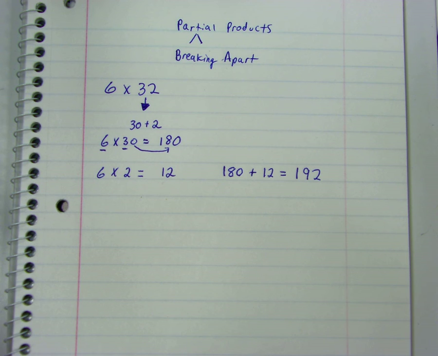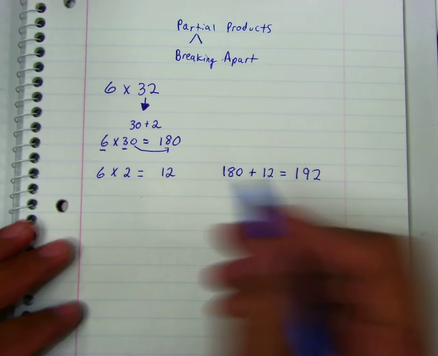Now that's basically what we're doing with the partial products. We're breaking apart our second factor into its tens and ones, so into its place value. And you can also refer to it as the expanded form of that number. So there's a lot of different ways of saying the same thing. All right, let's go and do another example.